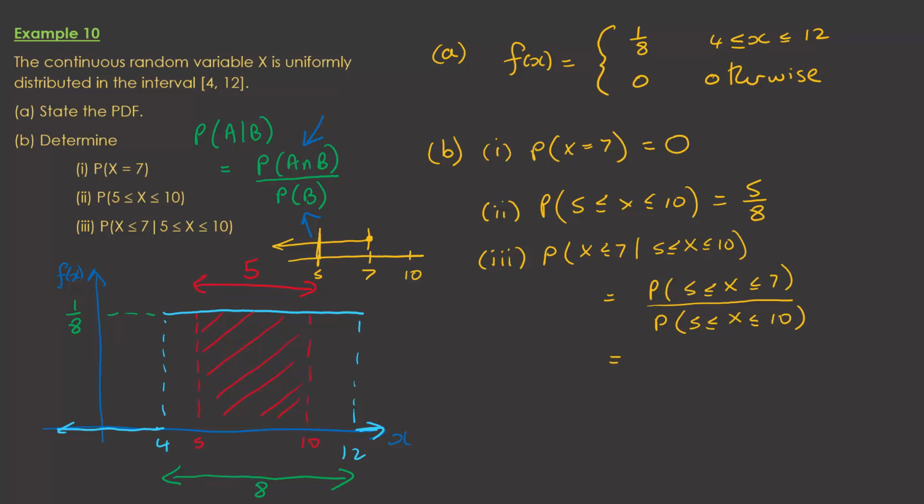So to be between 5 and 7, the width there is 2, so that's going to be 2/8. Between 5 and 10 we know is 5/8, and so that's going to give us 2/5.